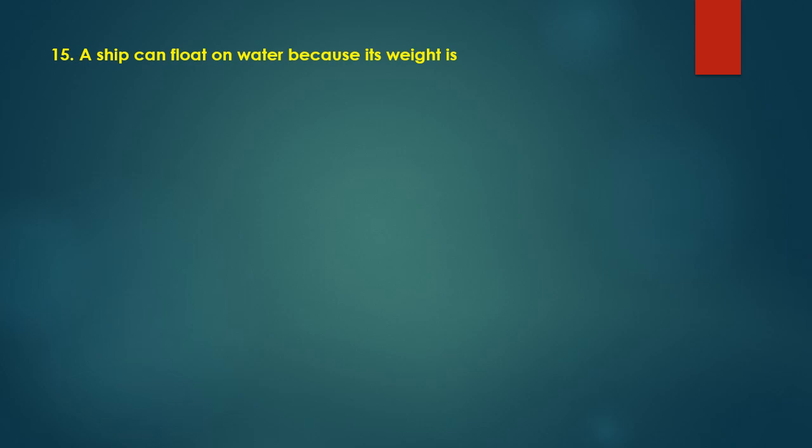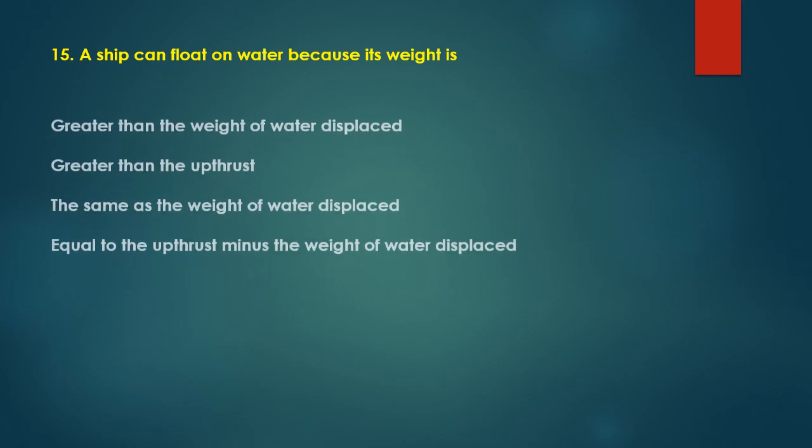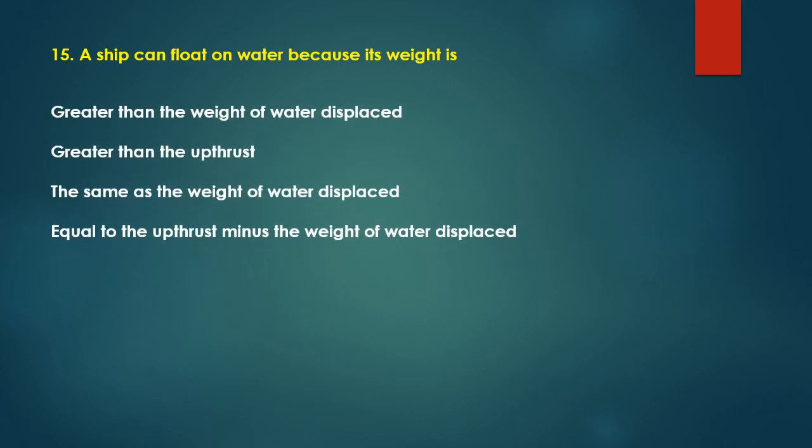With that, we come to the last question in the quiz. A ship can float on water because its weight is... So you have the different options there. Greater than the weight of the water displaced. If its weight is greater than the water displaced, what would happen? It's not going to float. So when will it float? We have studied the condition where objects will float when its weight is the same as the weight of the water displaced. That is the condition for floating. An object can float on a liquid when its weight is the same as the weight of the water displaced.